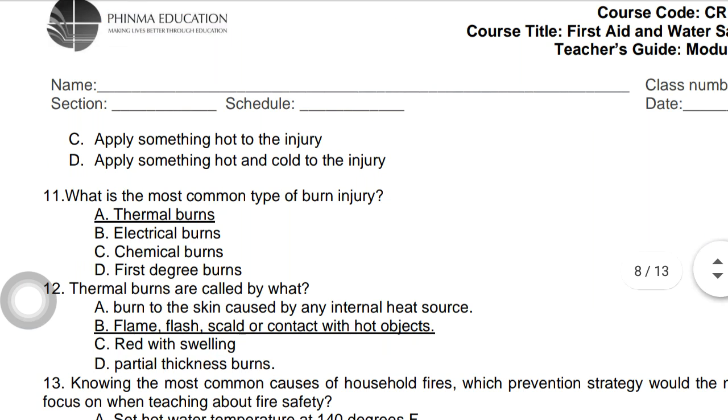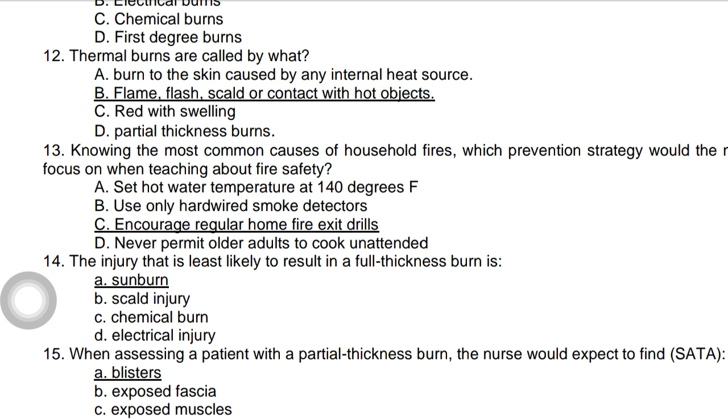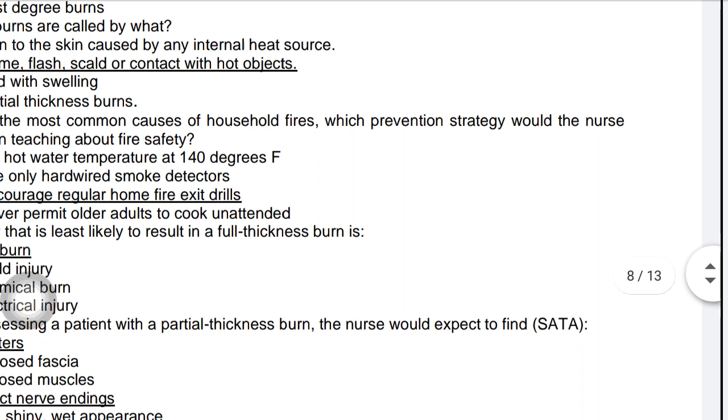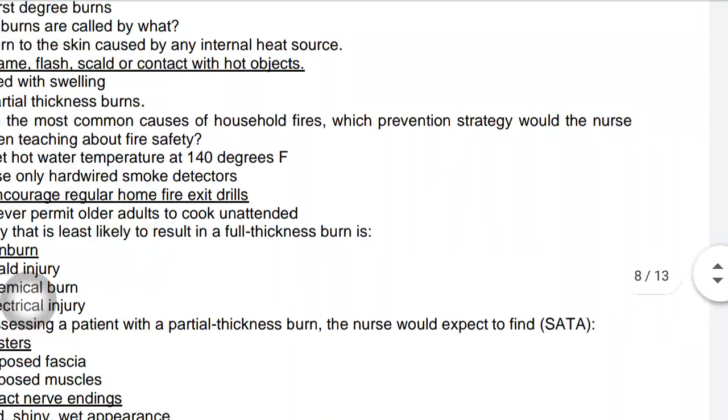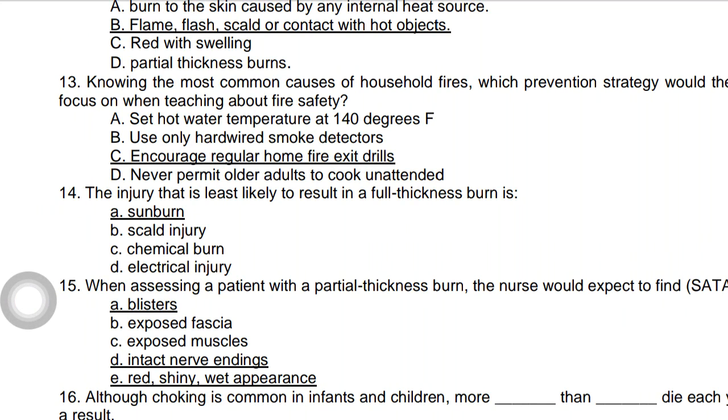Your type of burn, thermal burn, cold what? So, knowing the most common causes of household fire, except planning, encourage regular home fire exit drill.